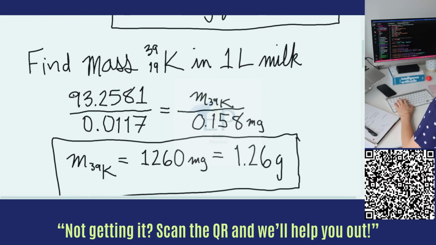Setting these up, there's a 93% abundance of potassium-39 naturally, and there is a 0.0117% abundance of potassium-40, which in our specific case, we have 0.158 milligrams of it. So simply multiplying both sides by our 0.158 milligrams gives us 1.260 milligrams, or 1.26 grams of potassium-39 in our 1 liter of milk.